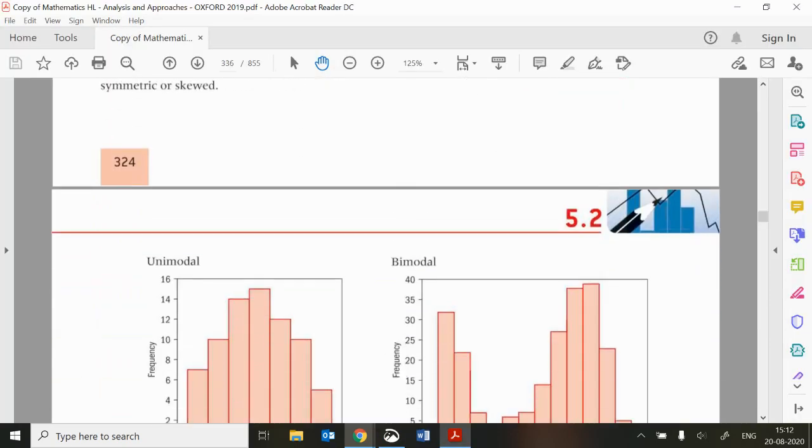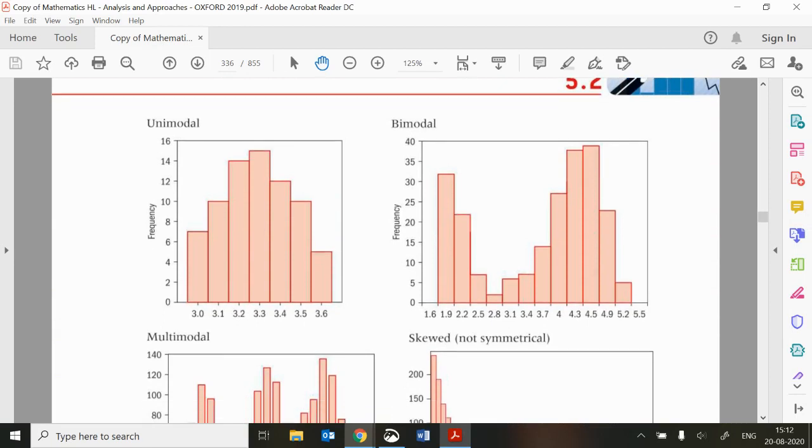So let's have a look at the shapes of the graphs. Well, there we go. We can see unimodal, singular mode. There's just one high point. Bimodal. Okay. Well, a distribution can be seen to be bimodal when you've got these two peaks.